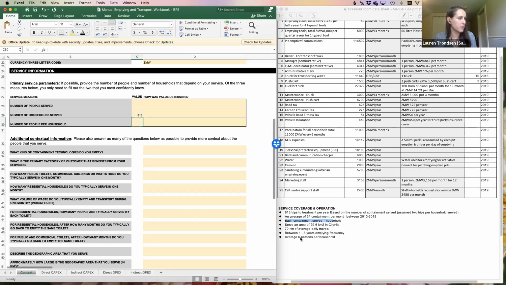So that's what we have here. The number of people per household, they tell us there's an average of 6. And then the number of people served would just be equal to the number of households times the number of people in each household.